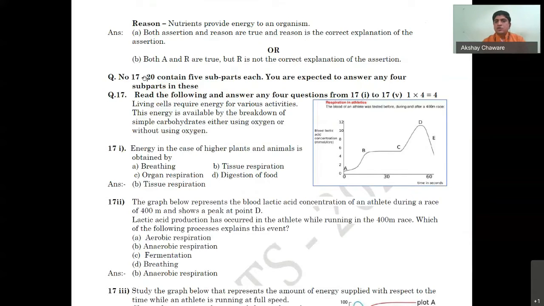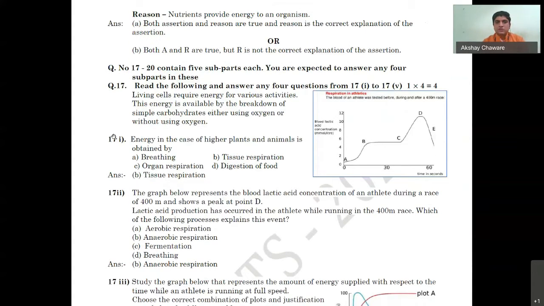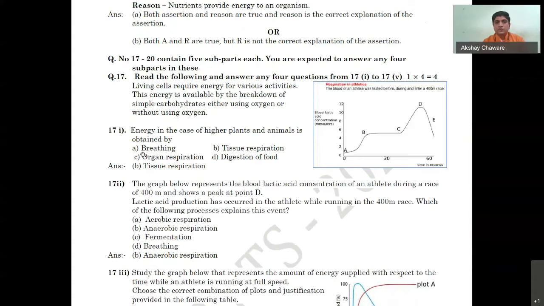In questions number 17 to 20, again 5 subparts are there. These are case study type questions, and you are expected to answer any 4 subparts in this. Okay. So again, there are 5 sub questions, and we have to answer 4.